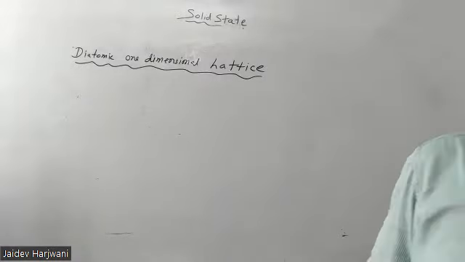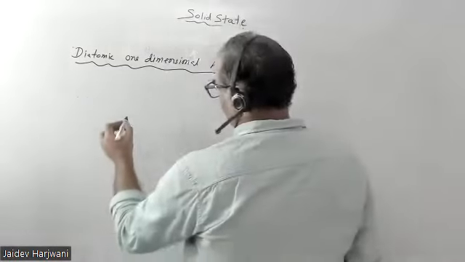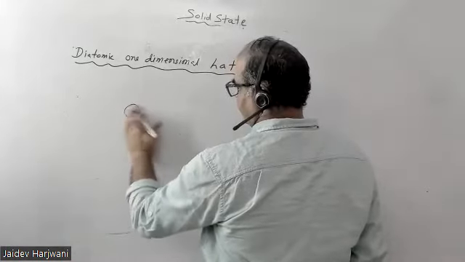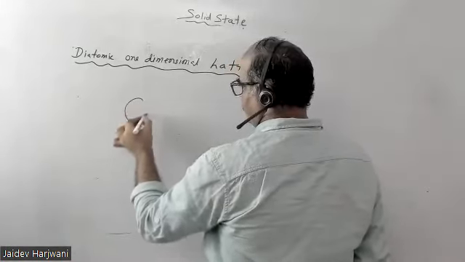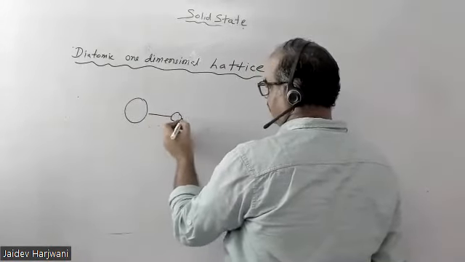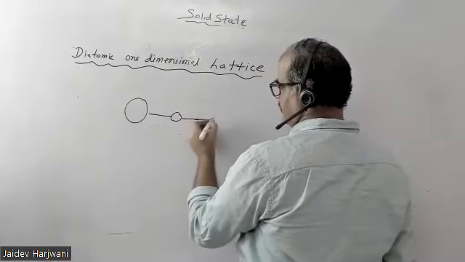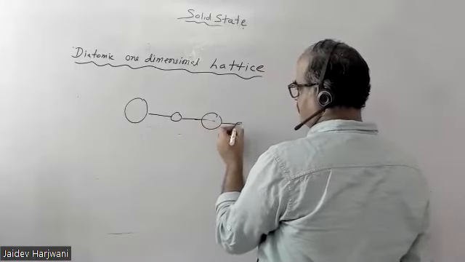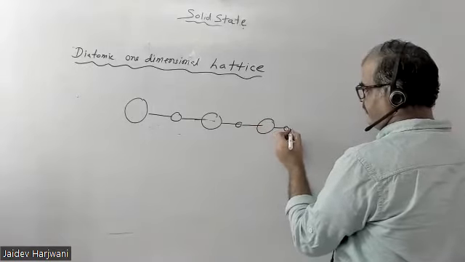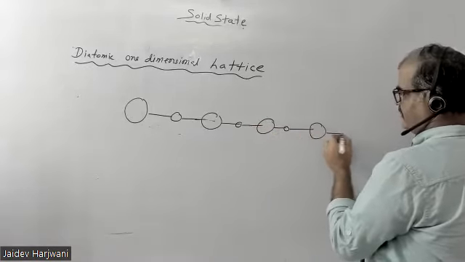Now what do you mean by diatomic? Now we have a chain of atoms. Earlier we were having monoatomic atoms, one atom. Now we have two atoms at each lattice point. Sir, here one is big and one is small. Yes, one is big, one is small.